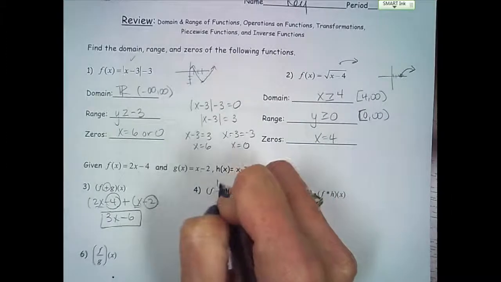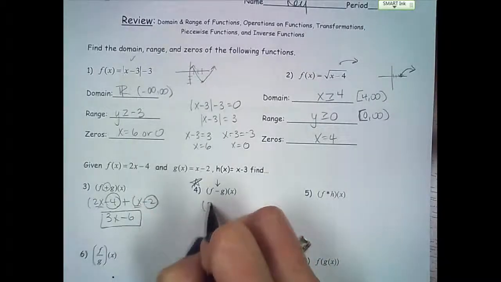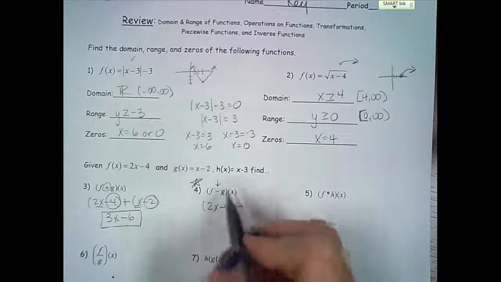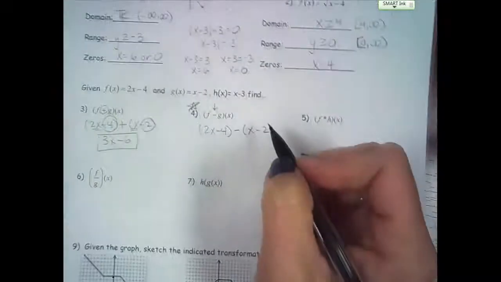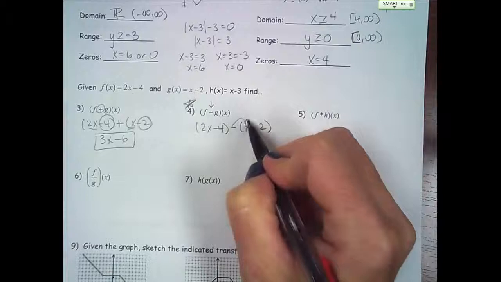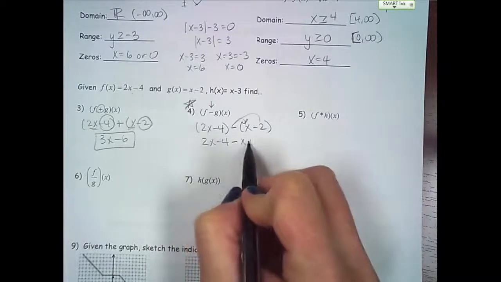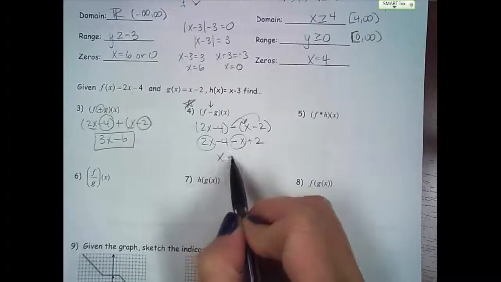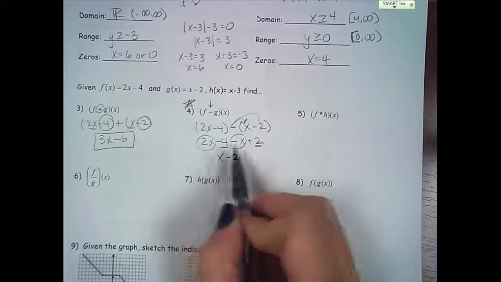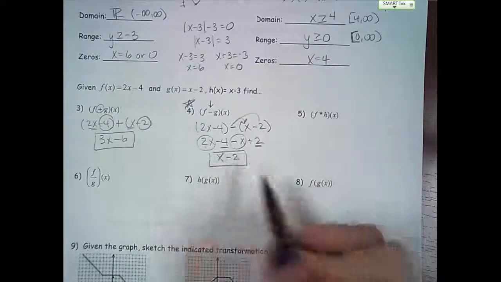The minus is the one that gets the star. You have to be careful because you want f, which is 2x minus 4, and you want to subtract g, which is x minus 2. And the negative throws us off because now we have to distribute, remember? So this is actually 2x minus 4 minus x plus 2. And now combine like terms. So you end up with x minus 2. 2x and x is x, negative 4 and 2 make negative 2.